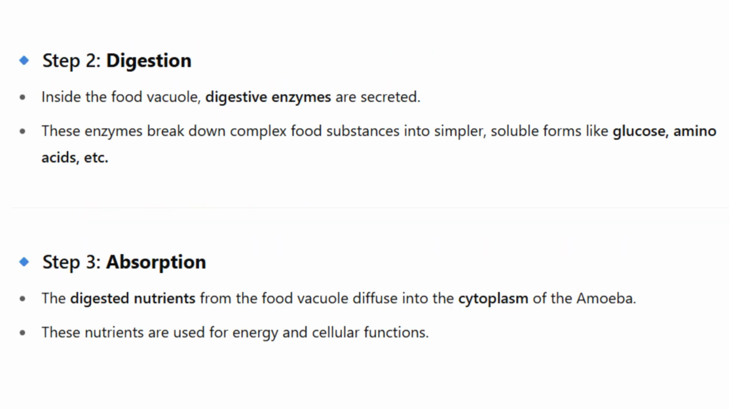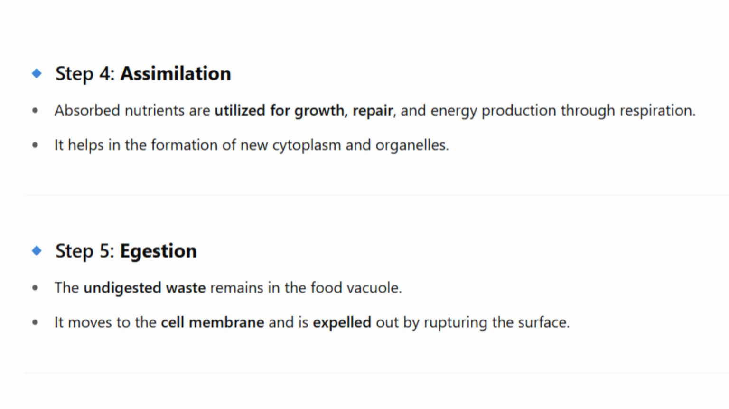Step 2. Digestion. Inside the food vacuole, digestive enzymes are secreted. These enzymes break down complex food substances into simpler soluble forms like glucose, amino acids, etc. Step 3. Absorption. The digested nutrients from the food vacuole diffuse into the cytoplasm of the amoeba. These nutrients are used for energy and cellular functions. Step 4. Assimilation. Absorbed nutrients are utilized for growth, repair, and energy production through respiration. It helps in the formation of new cytoplasm and organelles.